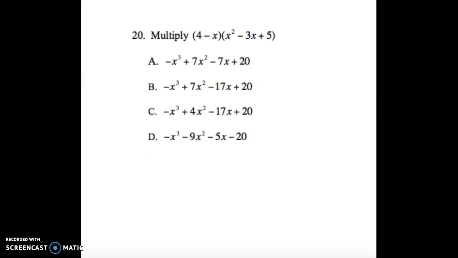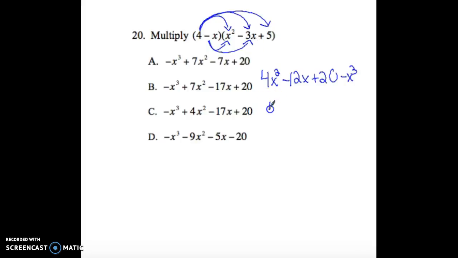Number 19, we're multiplying, so we're doing double distribution. 4 times x squared is 4x squared. 4 times negative 3x is negative 12x. 4 times positive 5 is plus 20. Negative x times x squared is negative x cubed. Negative x times negative 3x is positive 3x squared. Negative x times positive 5 is negative 5x.